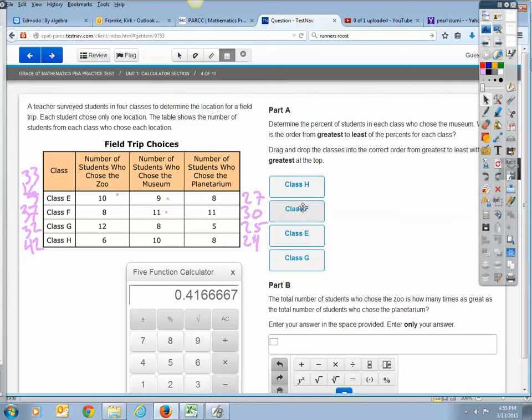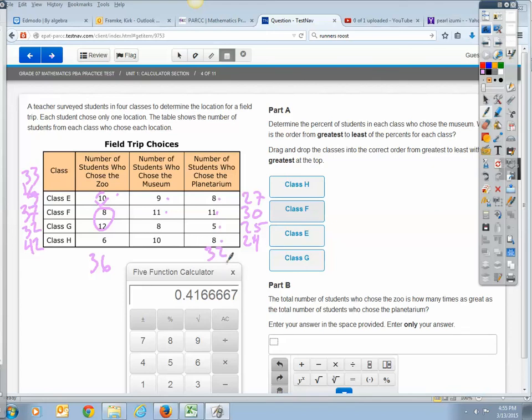The total number of students who chose the zoo is how many times as great as the total number of students who chose the planetarium. All right. So let's figure out the total number who chose the zoo and the planetarium. So the zoo is, that's 20, 36. Here's the planetarium. So we have 16 plus 16. 16 plus 16 is 32.